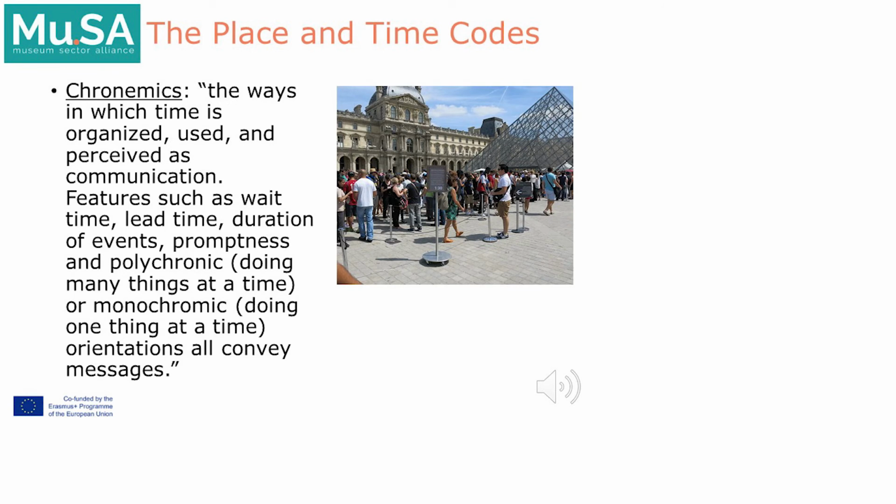Chronemics, the ways in which time is organized, used, and perceived as communication. Features such as wait time, lead time, duration of events, promptness, and polychronic, doing many things at one time, or monochronic, doing one thing at a time, orientations, all convey messages.